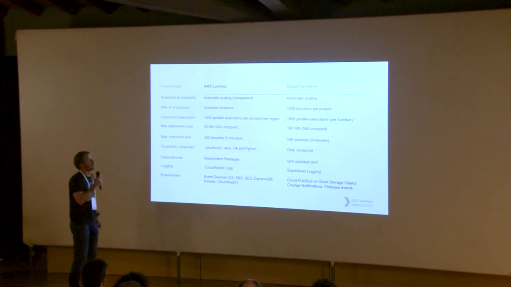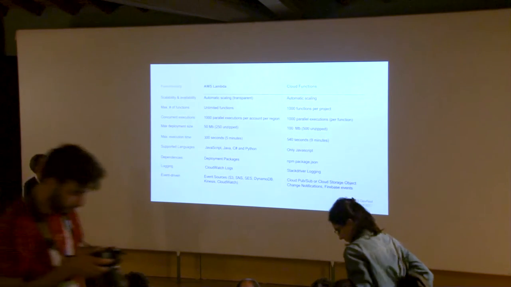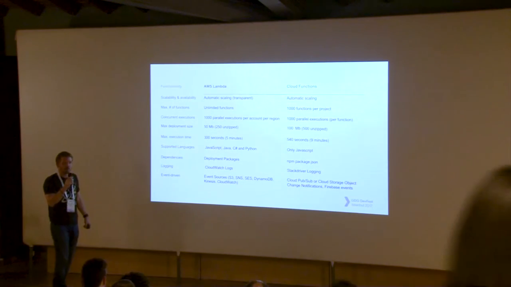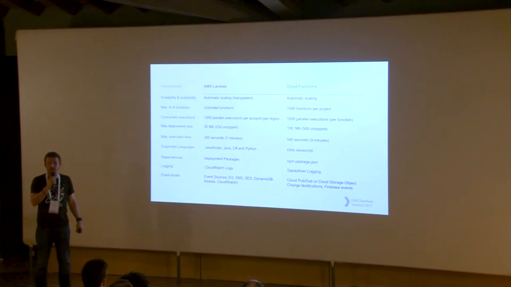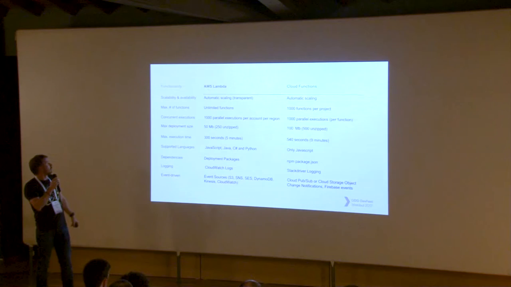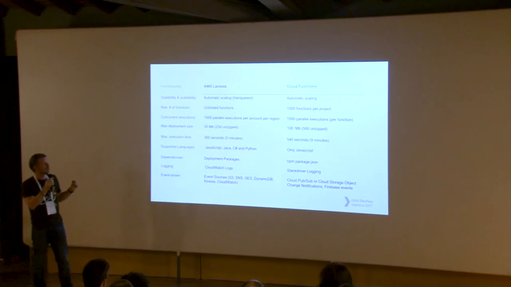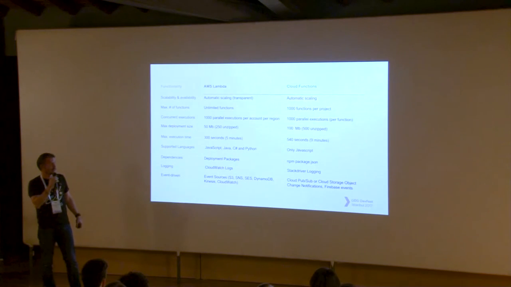We can compare, for example, scalability. Lambda has automatic scaling, and Cloud Functions has automatic scaling too. But Lambda has transparent scaling, and you can check information on how your services scaled. Maximum of functions: Lambda has an unlimited count of functions, and Cloud Functions has just 1,000 functions for one project.